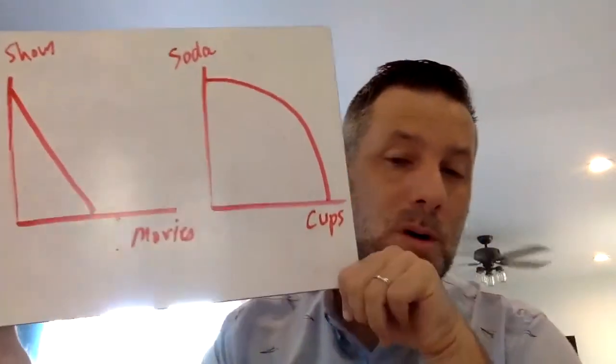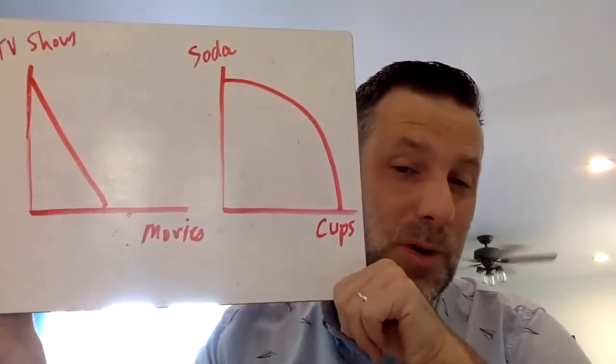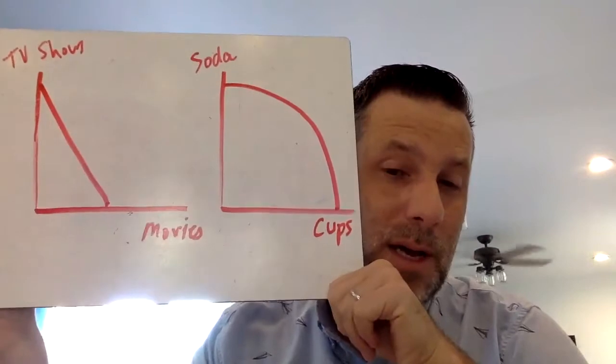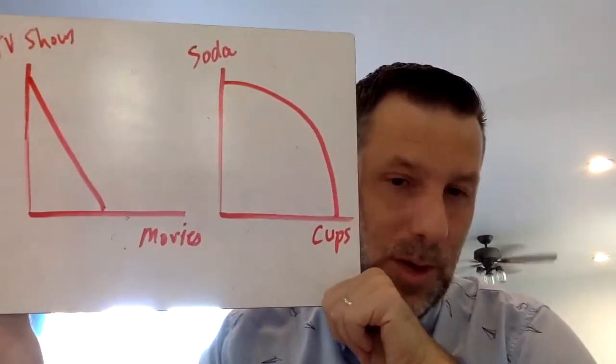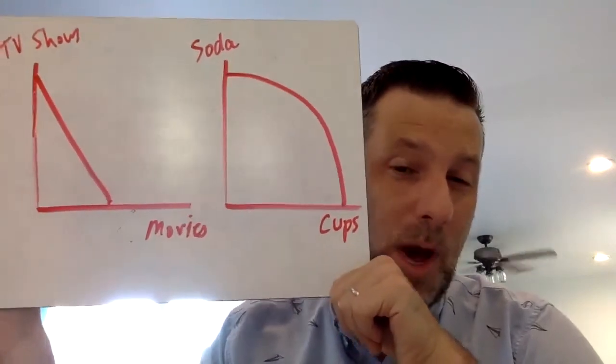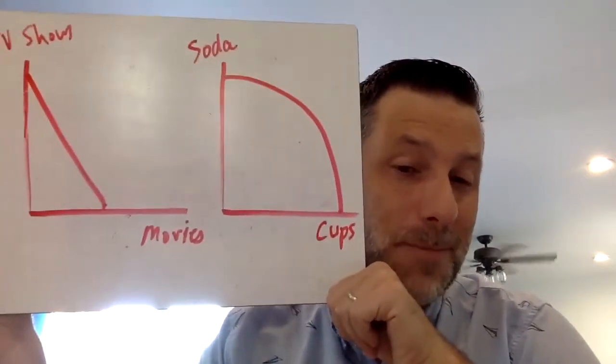Because the more cups you produce, to make more cups, you have to give up more and more and more soda to do it. And to make more soda, you have to give up more and more and more cups to do it, right?